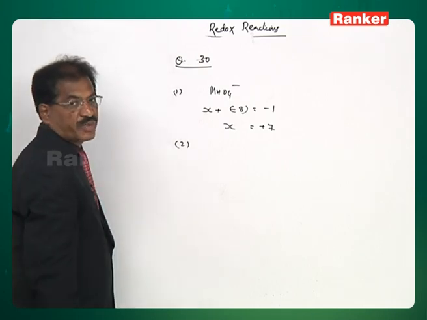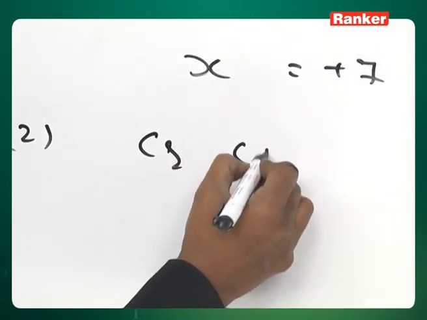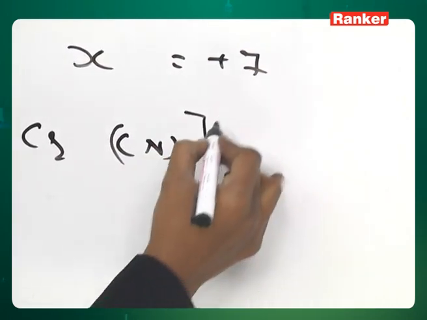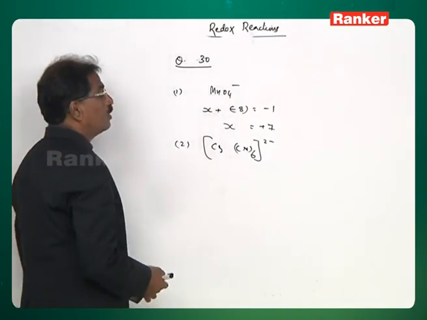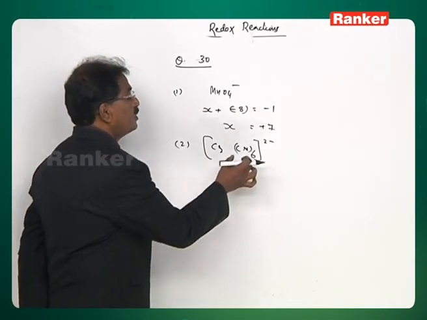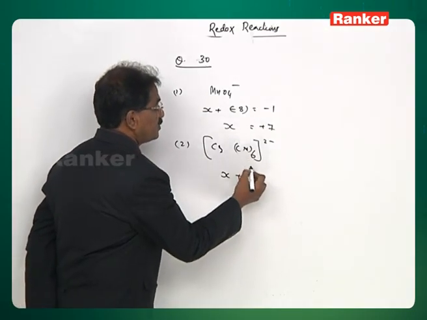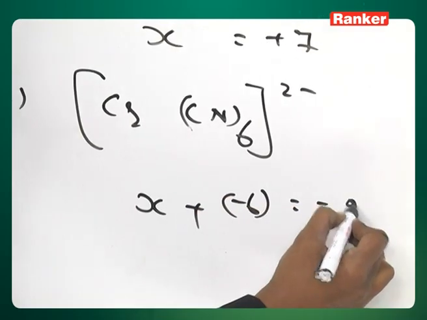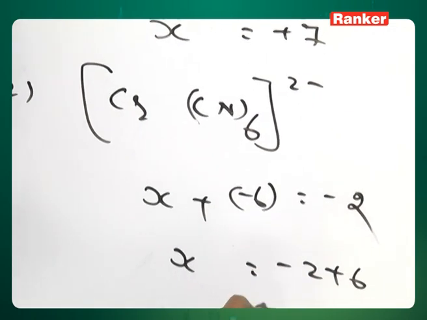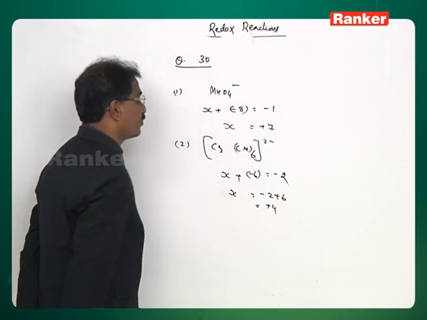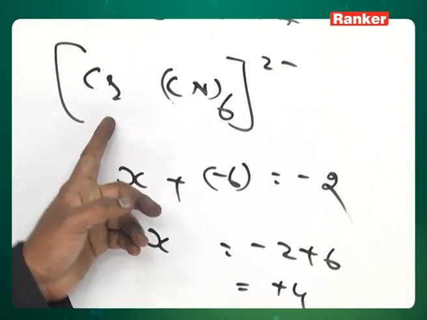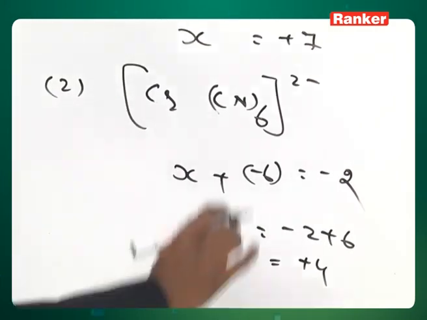Next, second option. In the second option, they have shown Cr(CN)6 2 minus. Here, let us say the oxidation state of chromium is X, for each cyanide -1. Therefore, 6 such ions are there, X - 6 is equal to -2. Therefore, X is equal to -2 plus 6. Therefore, the answer is +4. But here we have to identify the option in which the oxidation state of the central atom must be +6. But here we got +4. Therefore, it is also wrong.